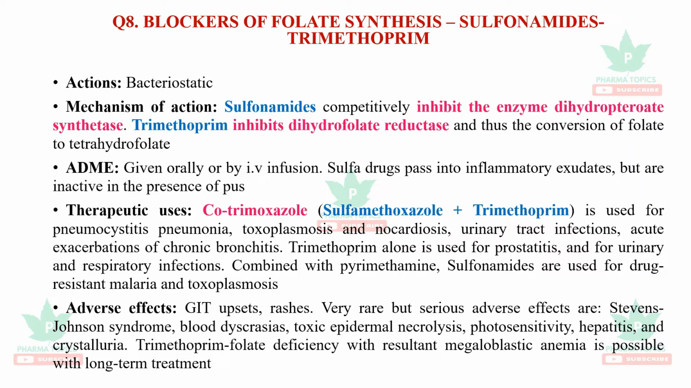The adverse effects of sulfonamides include GIT upset, rashes. Very rare but serious adverse effects are Stevens-Johnson syndrome, blood dyscrasias, toxic epidermal necrolysis, photosensitivity, and crystalluria. With trimethoprim, folate deficiency with resultant megaloblastic anemia is possible on long-term treatment with cotrimoxazole.